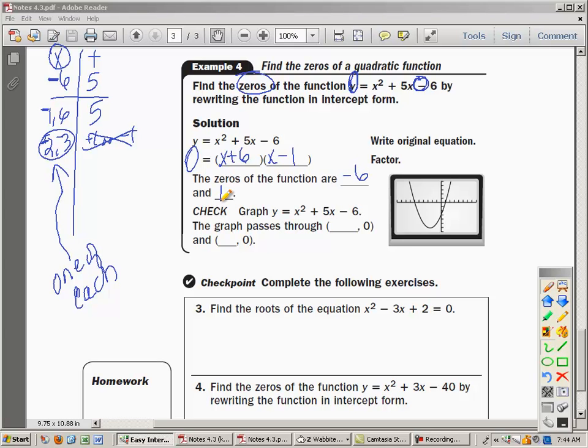Now, again, realize that the signs got flip-flopped, because the zero product property says that x plus 6 is equal to 0 or x minus 1 is equal to 0. And so when I solve this equation, I have to subtract 6 from both sides, I get negative 6. Add 1 to both sides, I get x equals positive 1.